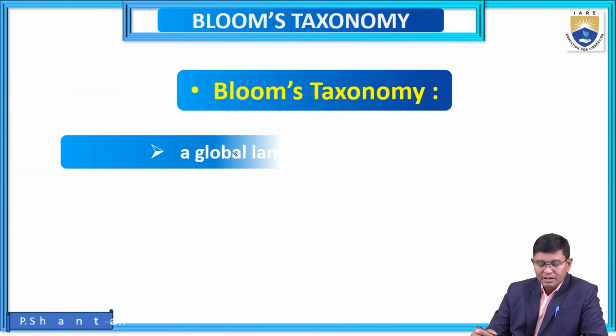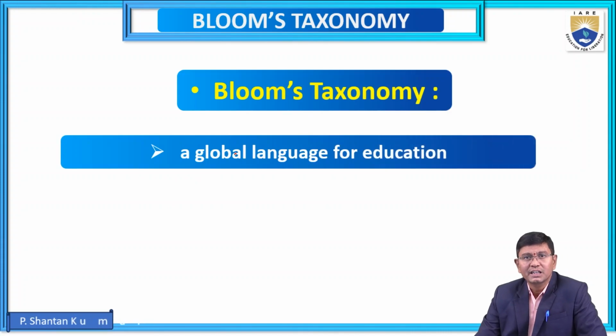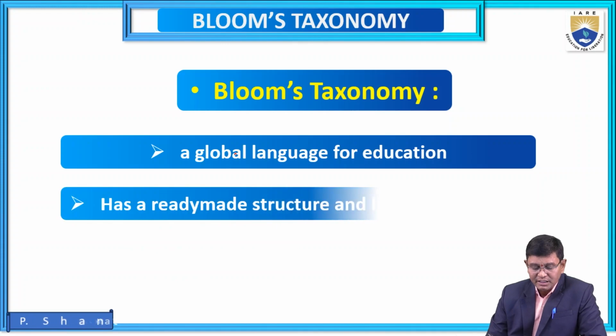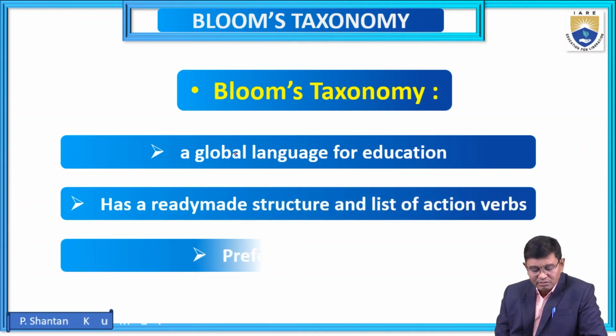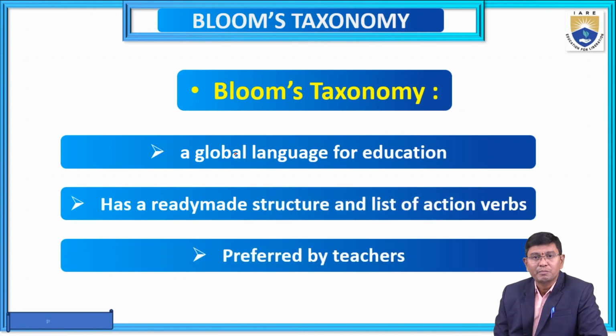And here, the main objective of Bloom's taxonomy is that it is a global language for education, and has a ready-made structure and also a list of action verbs, and finally it is preferred by teachers. These are required to maintain Bloom's taxonomy.